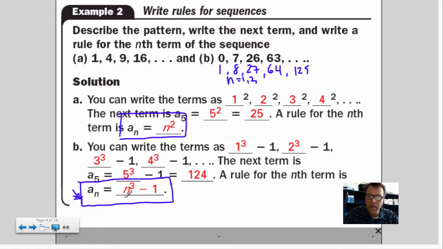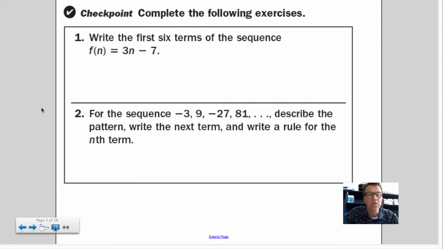Hey, you want to take it? 6 raised to the power 3 minus 1. That's the next term. 7 raised to the power 3 minus 1. That's the next term. Hey, see if you can do these two problems. Hit pause. When you're ready, hit play, and I will present the answers.